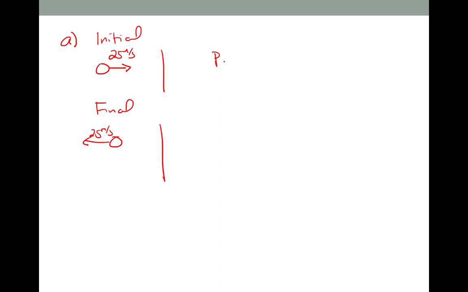In part A, our initial situation looks like we have the ball traveling at 25 meters per second towards the wall, and then the final, or after the collision, it is rebounding at 25 meters per second away from the wall. So now I can let the initial momentum be the mass of the ball times the initial velocity of the ball. Because everything here is a vector, I have to worry about direction, so I'm going to let positive be to the right in this case.